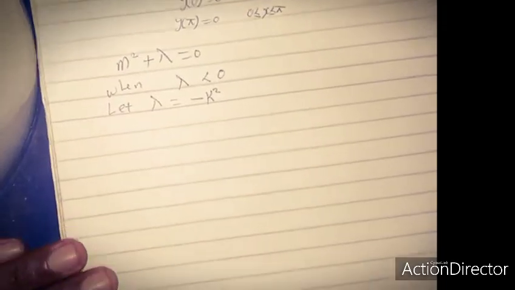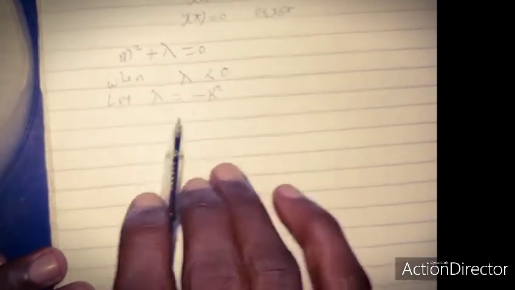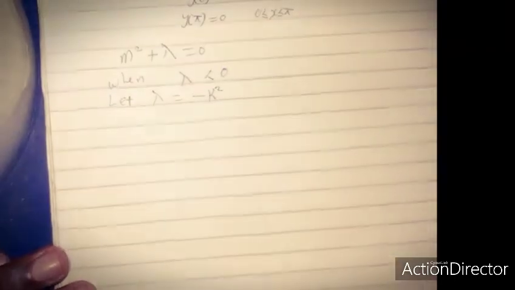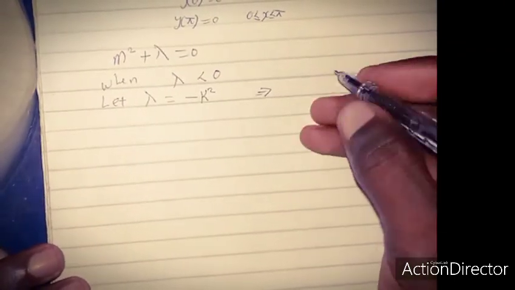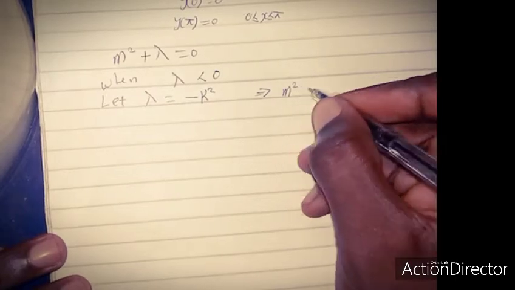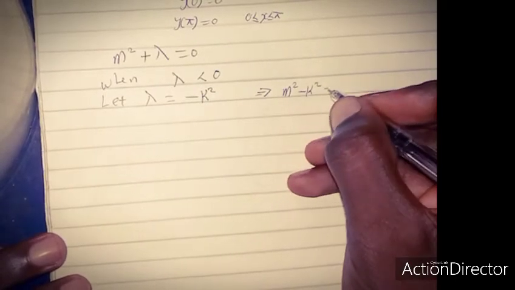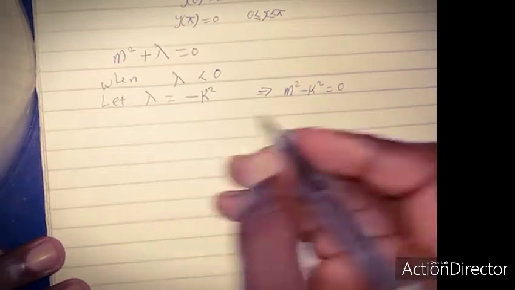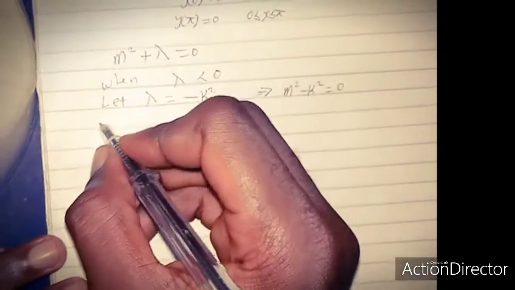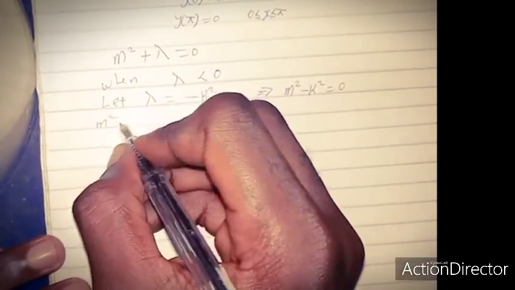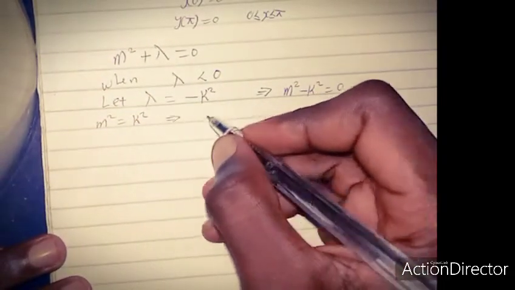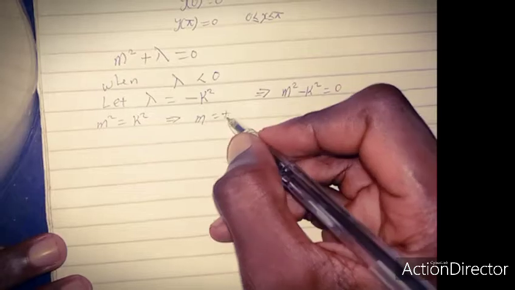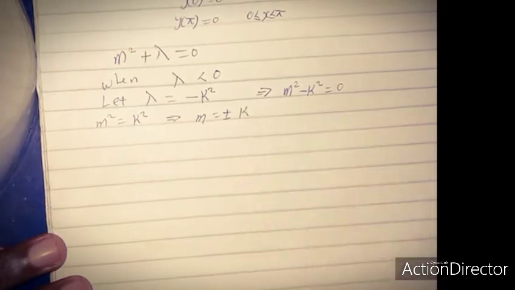So now let's continue. What you need to do is put your k in this characteristic equation. If I put my k in my characteristic equation, I will have m² - k² = 0. Now I want to get the value for m: m² = k². To solve that, we find the square root of both sides. So m = ±k.